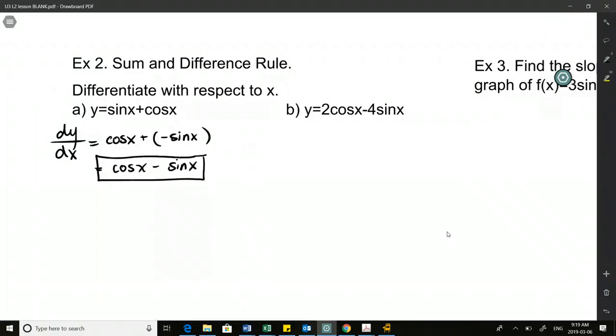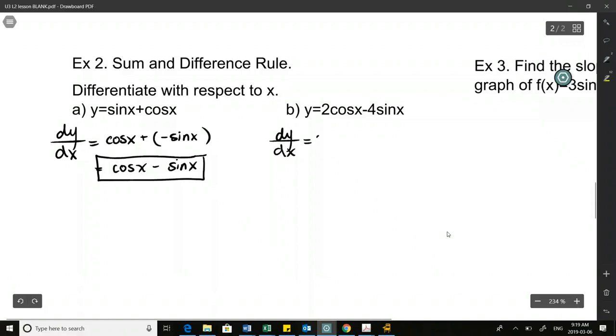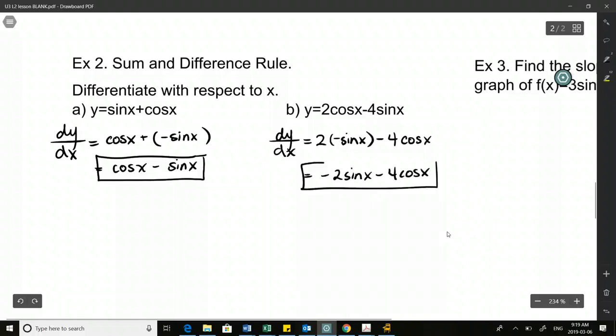Okay, and then using our constant multiple rule and sum and difference rules, we'll take the derivative of each piece here. So this will be 2 times negative sine x, minus 4 times the derivative of sine x, which is cos x, and that's our derivative.